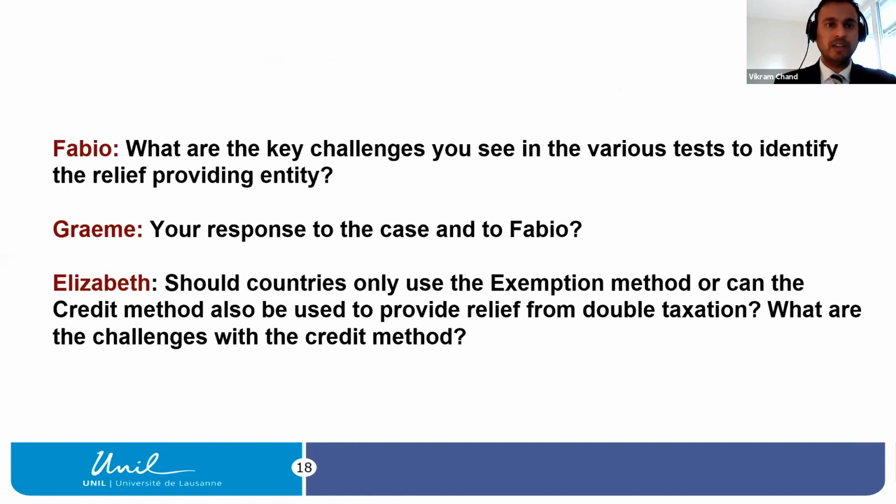So with respect to this profit reallocation and determination of which method we should choose to relieve double taxation, Fabio, one of the questions I have for you is in relation to what are the key challenges you see in the various tests to identify the relief providing entity. So there are a series of tests. You have the profitability test, activities test, market connection test, and so on and so forth. So what are the key challenges you see in these tests?